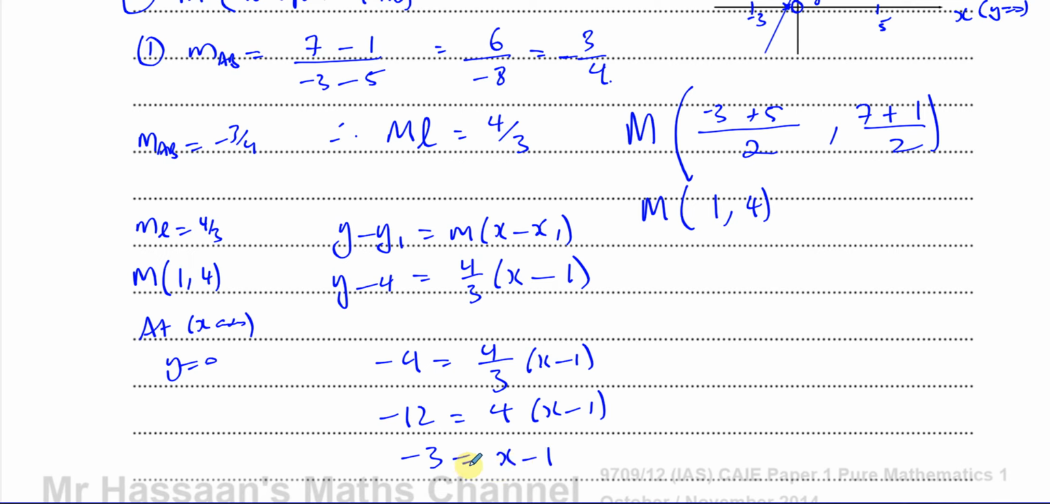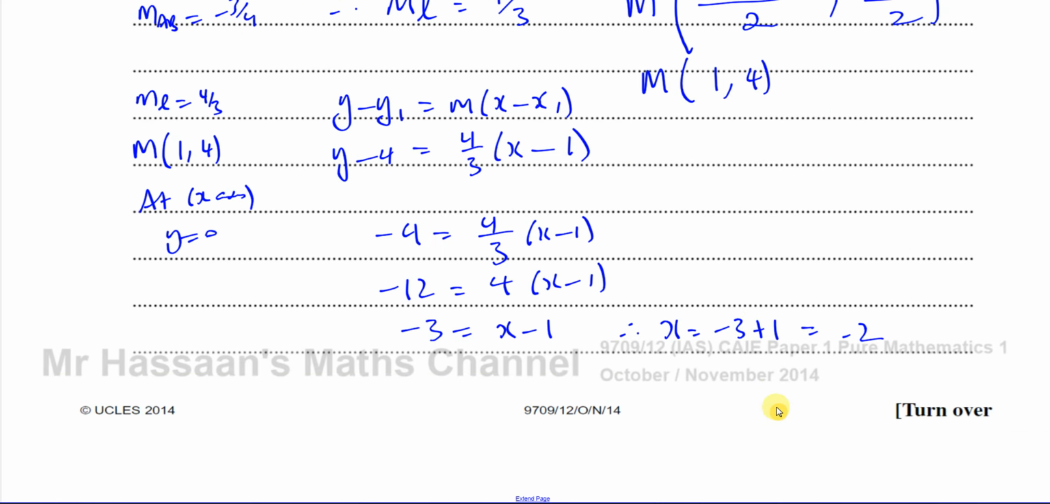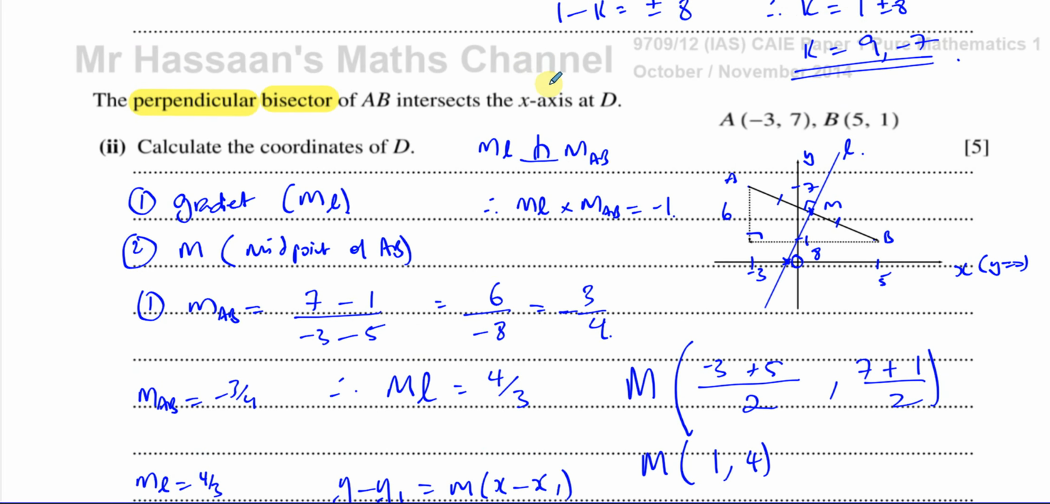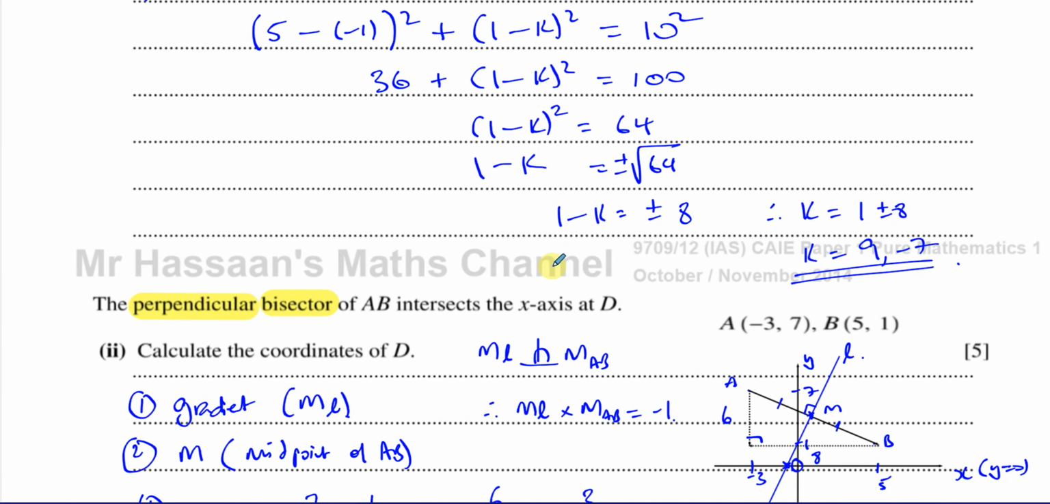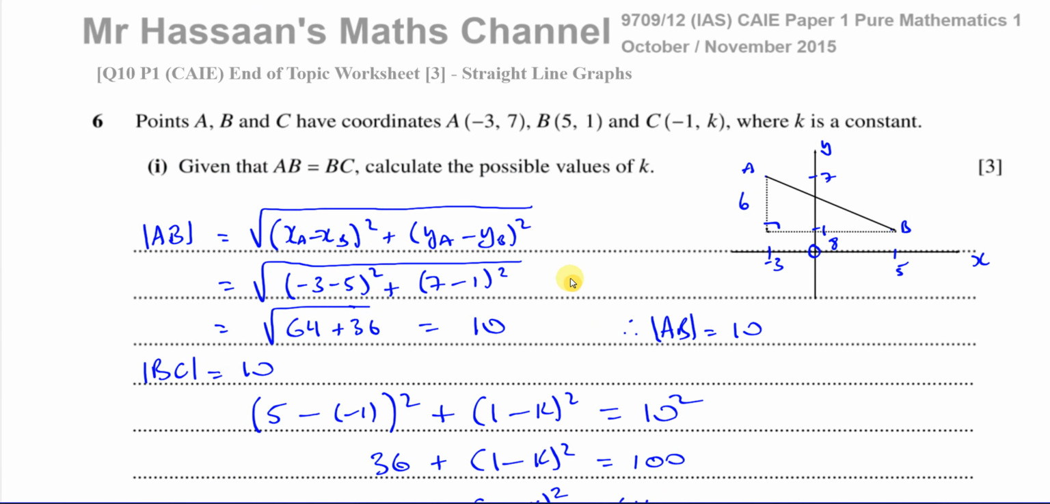I can add 1 to both sides, so I can say x equals negative 3 plus 1, which is negative 2. So therefore we can say the coordinates of the point D, which is the place where the perpendicular bisector intersects the x-axis, is going to be (-2, 0). Okay, so there's the answer to part 2 of our question, and that concludes this question.